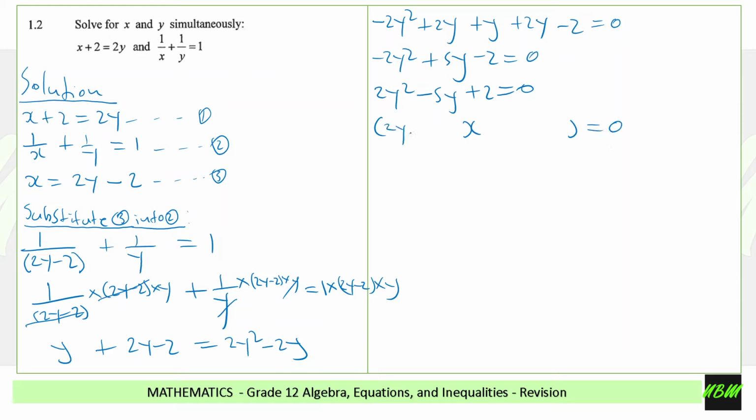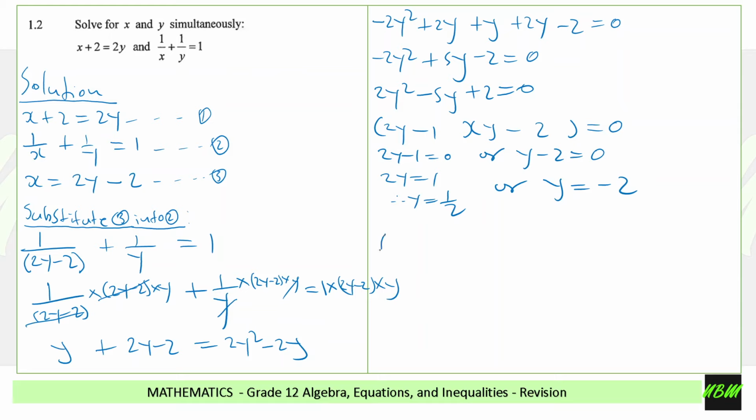So we'll have 2y minus 1 and y minus 2, such that we'll have minus 5y. Alright, therefore 2y minus 1 is equals to 0, or y minus 2 is equals to 0. Then 2y is equals to 1, therefore y is equals to 1 over 2, or y is equals to 2. So now we have determined the values of y. We have to solve for both x and y.